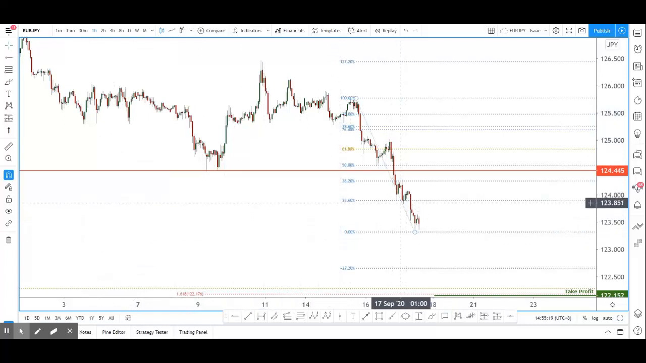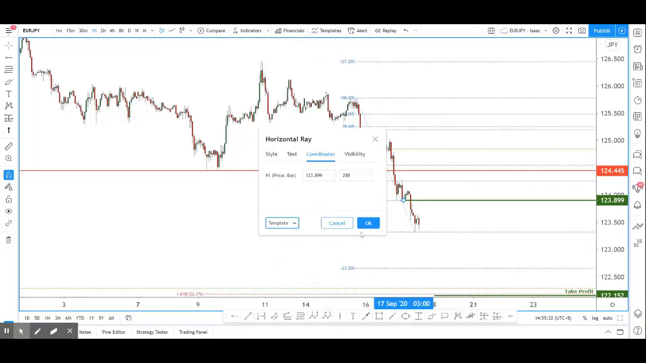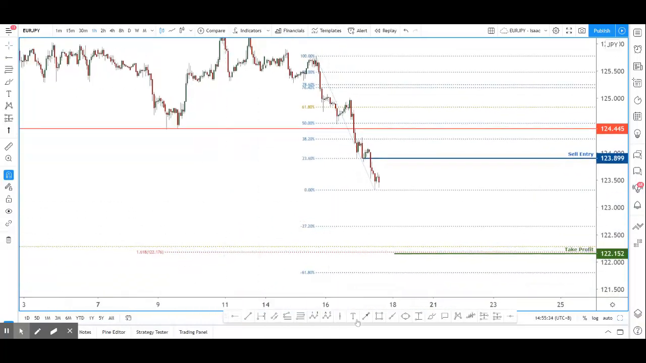Okay, and we see the 23.6 at this graphical overlap. Now our daily and 4-hour resistance is at the 50% level. Okay, so our 23.6, this can be our sell entry. So all we have to do is to wait for price to come back up, right? We see that price is currently making a small bounce over here.